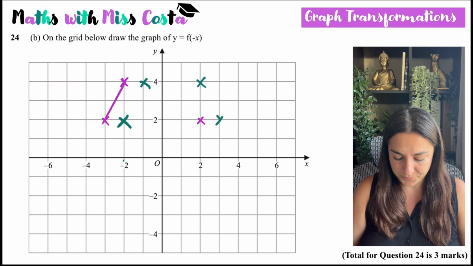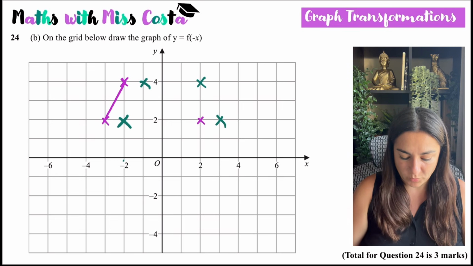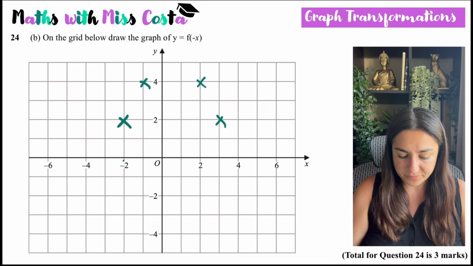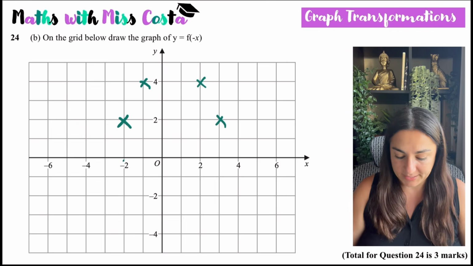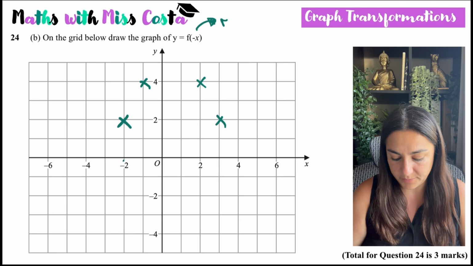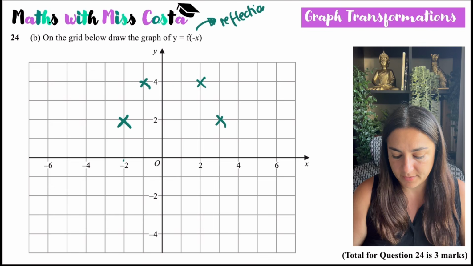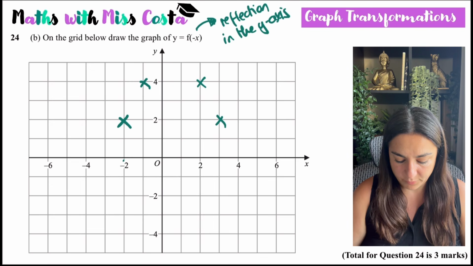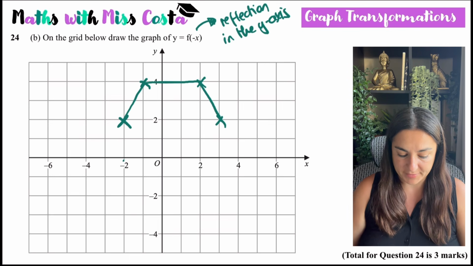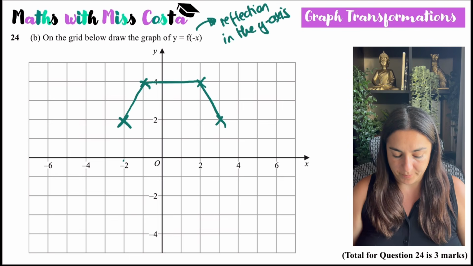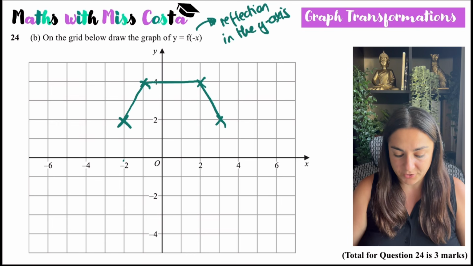Positive 3, 2. So the x coordinates get flipped. And essentially what that means is it's a reflection in the y-axis. So a quicker way to remember it could be reflection in the y-axis. But the reason for that is because every x coordinate becomes a negative version of itself. So this is what our graph for here should look like.